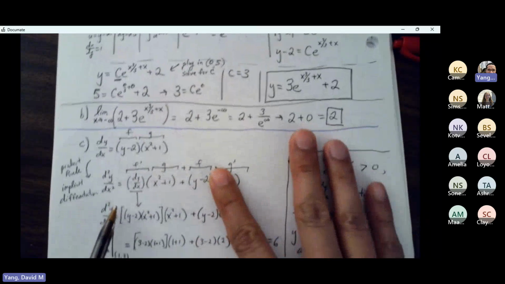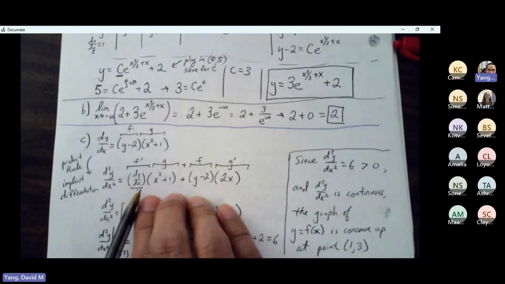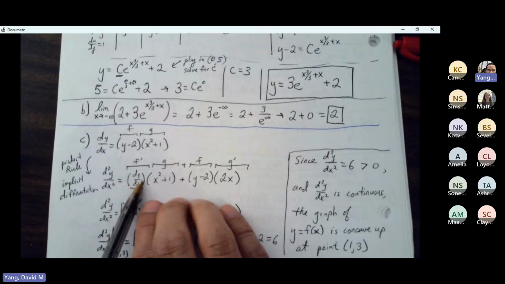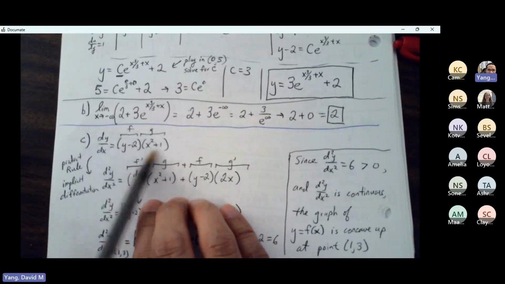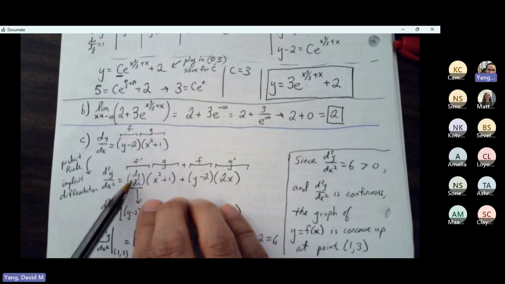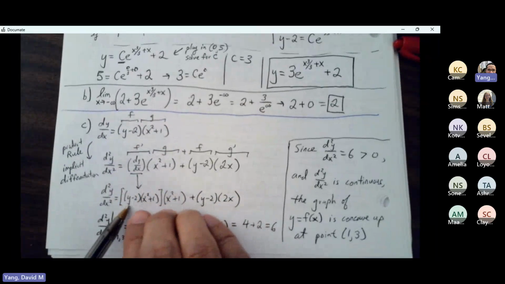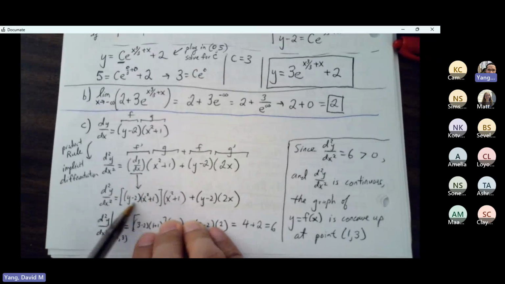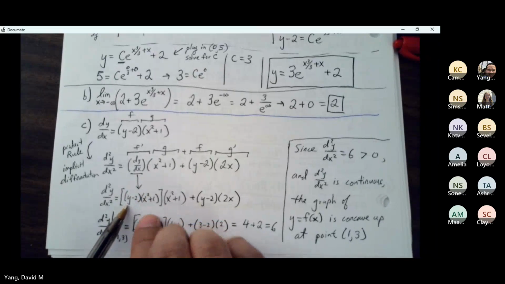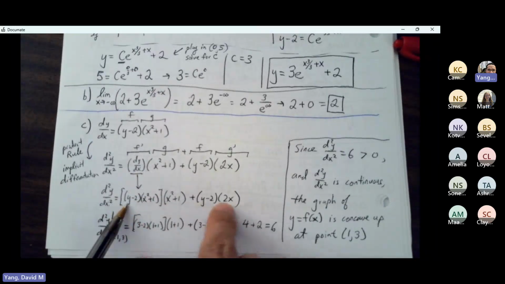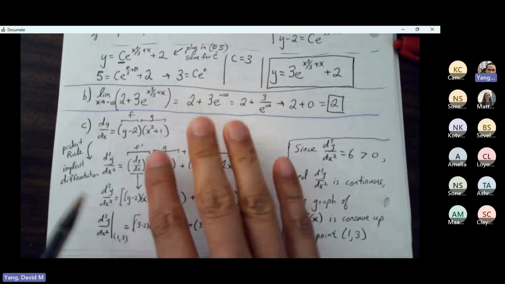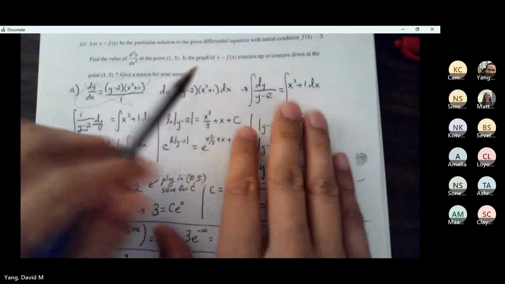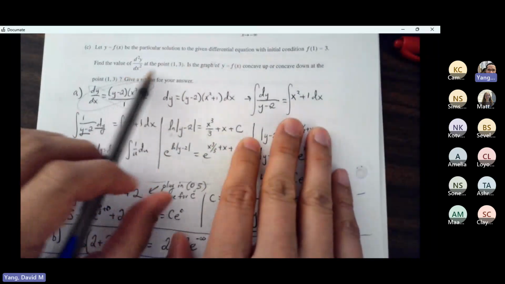So now there's my second derivative function, but I want to clean this up so that I can actually evaluate it. I'll replace dy/dx with this. Right? Makes it easier for me to evaluate. So I'm going to replace dy/dx with something that is more known to me. And now I don't have to clean this up because this is my second derivative, and it's asking, find the second derivative value at (1, 3).